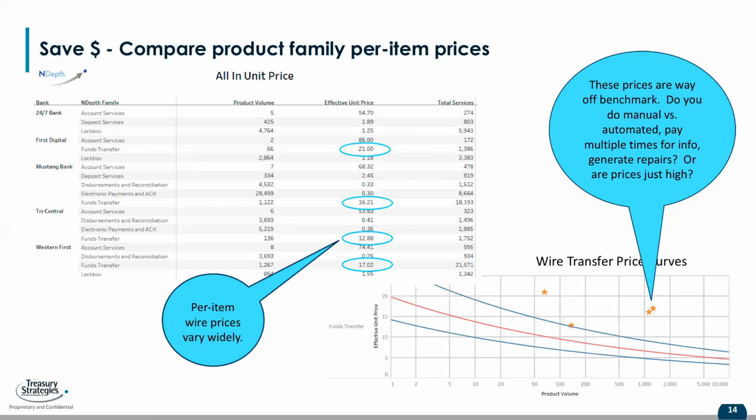Or maybe not. Maybe these 2 banks simply have prices for us that are a little bit off the market. So I'm going to ask myself, should I be negotiating? Can I move that business? I need to talk to these banks about what's going on. Maybe I should think about switching to ACH because my ACH prices are probably about 30 or 40 cents an item. Maybe that's a good opportunity for me. At any rate, NDepth has shown a bright light on this particular area that gives me opportunities for real strategic improvements.